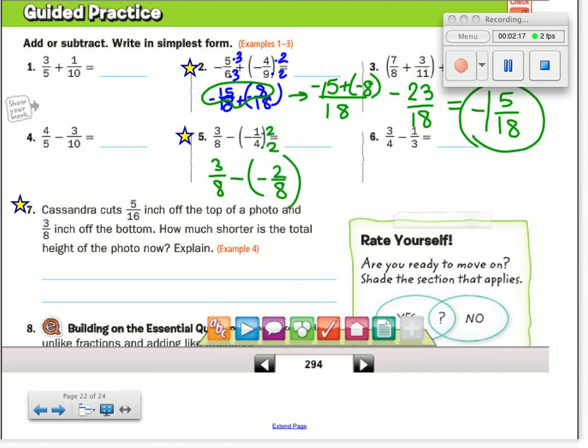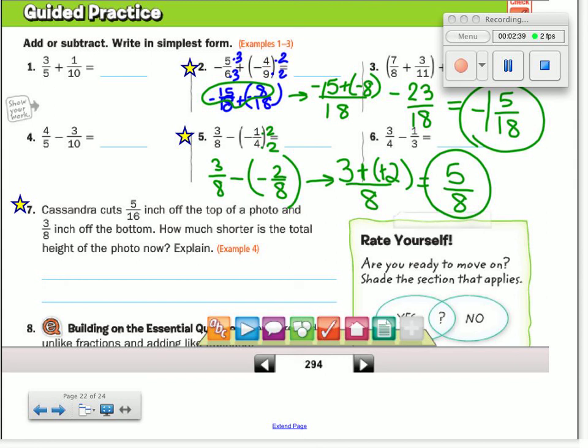All right? Then I'm going to rewrite this problem with 8 on the bottom, and then 3 minus the negative 2. It's a subtraction problem, so we really need to do leave, change, opposite. So 3 plus 2 gives me 5, and denominator stays the same, 5/8.